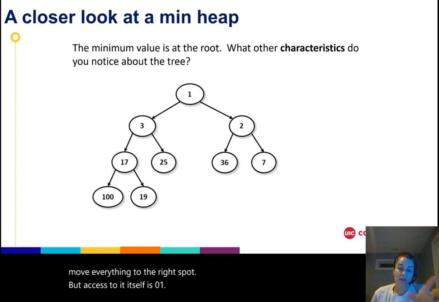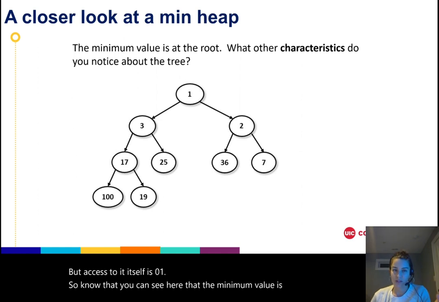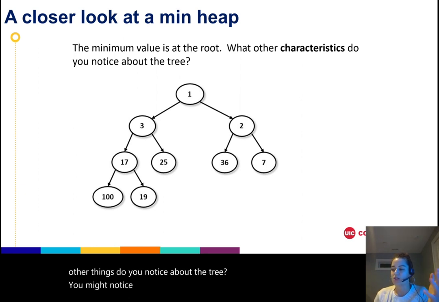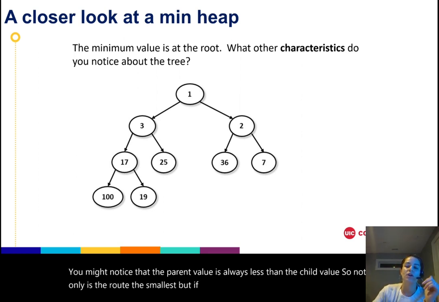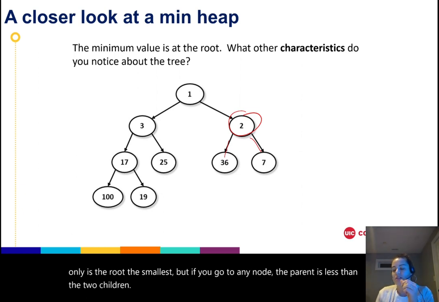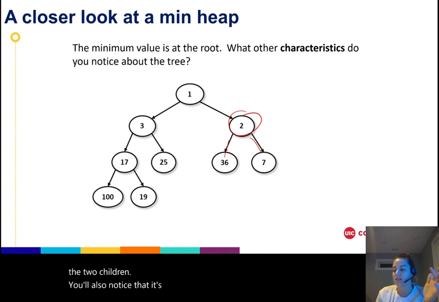So you can see here that the minimum value is at the root. What other things do you notice about the tree? You might notice that the parent value is always less than the child value. So not only is the root the smallest, but if you go to any node, the parent is less than the two children. You'll also notice that it's not a search tree because there's no relationship between the siblings.